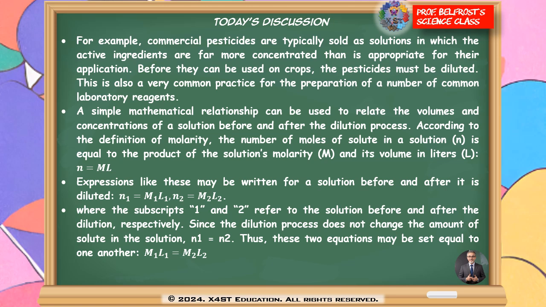A simple mathematical relationship can be used to relate the volumes and the concentrations of a solution before and after the dilution process. Here is the solution molarity M and volume in liters L, and its relationship to the number of moles of solute in the solution, which is n = M × L. This expression can be written as shown: n1 = M1L1, n2 = M2L2, where 1 and 2 refer to the solution before and after the dilution. Since the dilution process doesn't change the amount of solute in the solution, n1 must equal n2. So M1L1 = M2L2. This is the final formula.